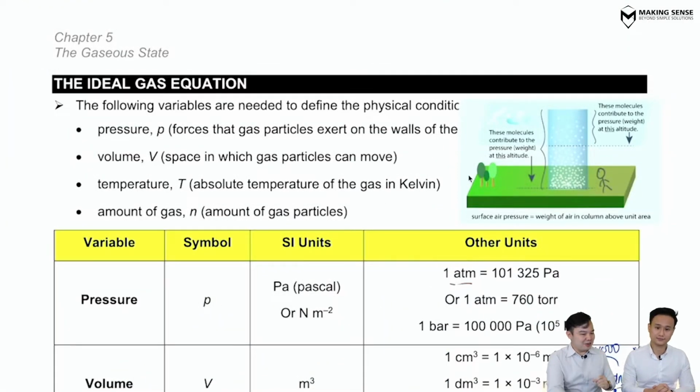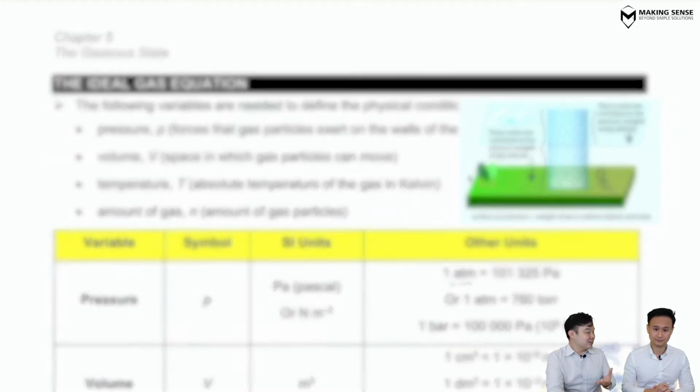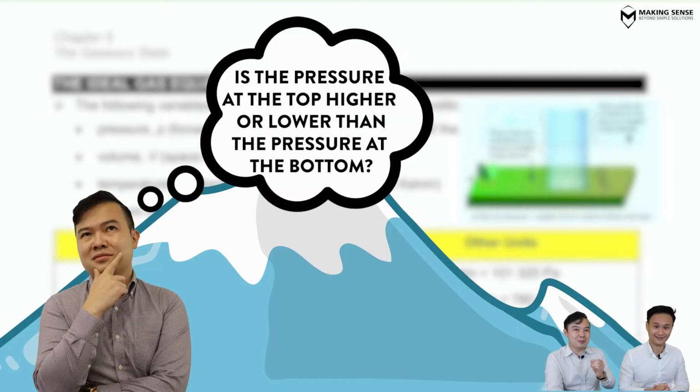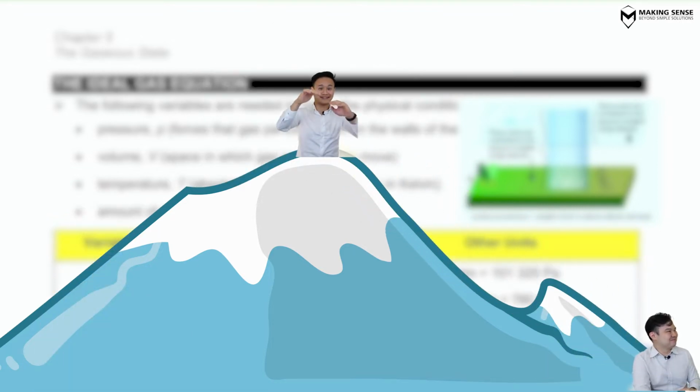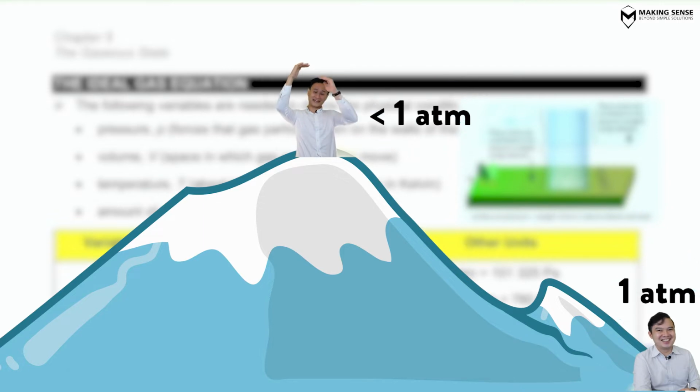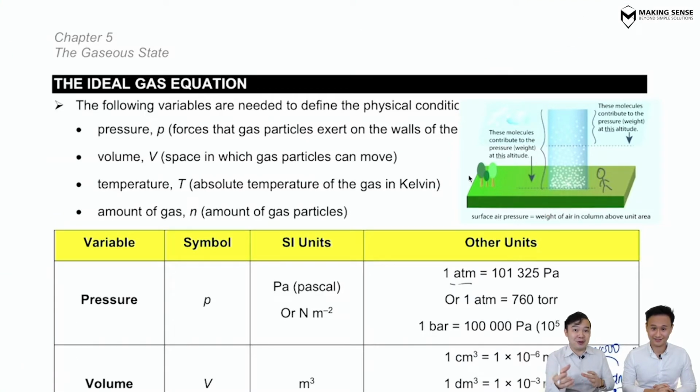So let's say you decide to go up to Mount Everest. Can you tell me whether the pressure you're experiencing should be higher or lower than 1 atmosphere? Well, if I manage to climb all the way up there and survive, then the amount of atmosphere that I have now, the amount of gas particles, is lesser. So therefore pressure is lower. That's right.